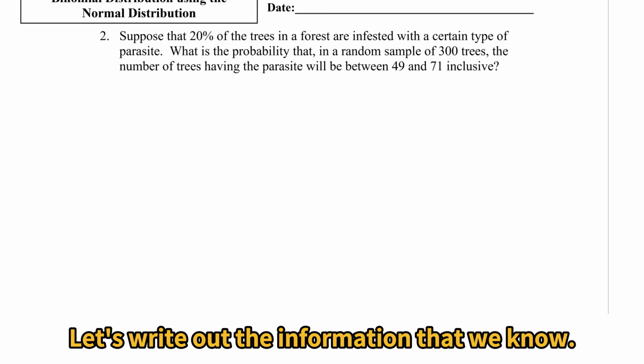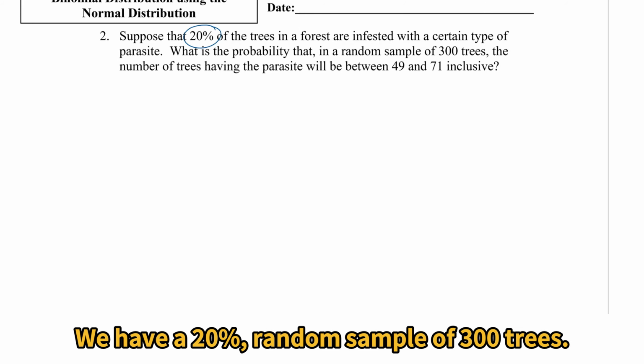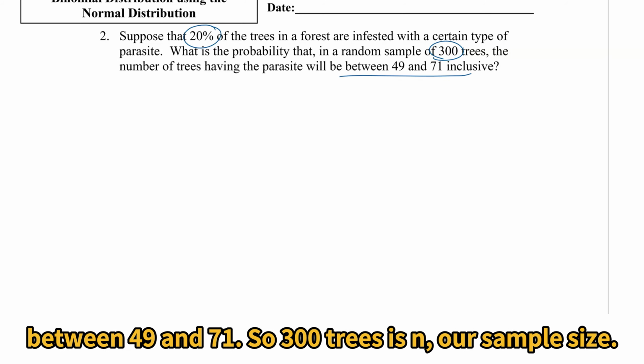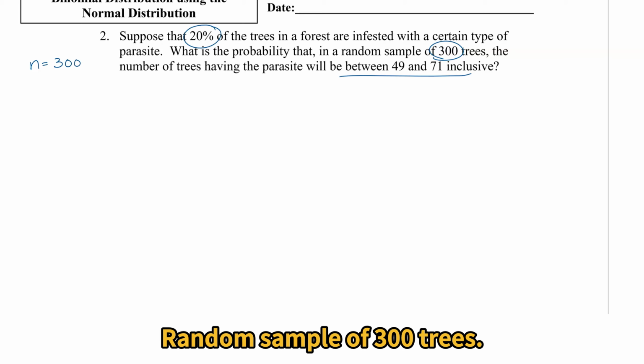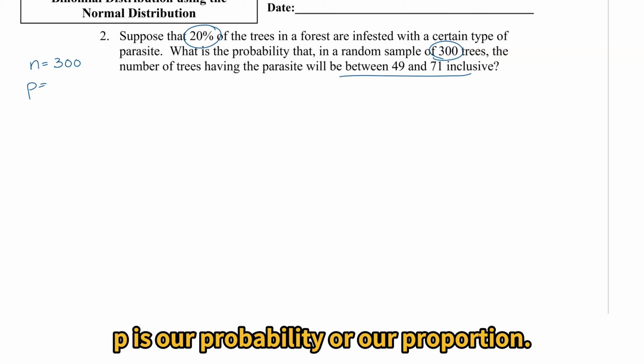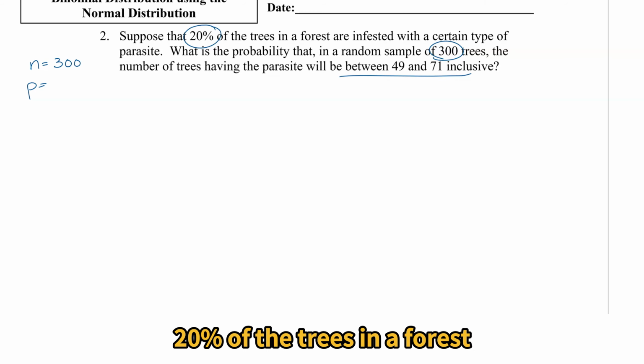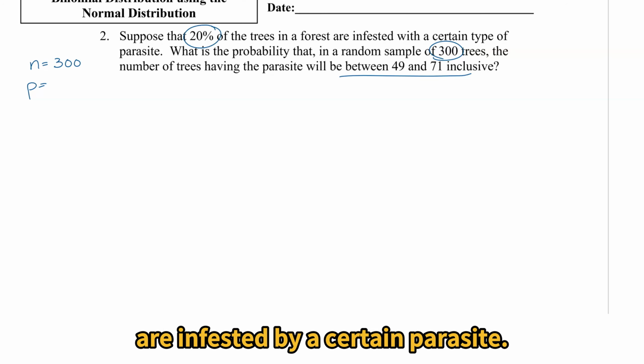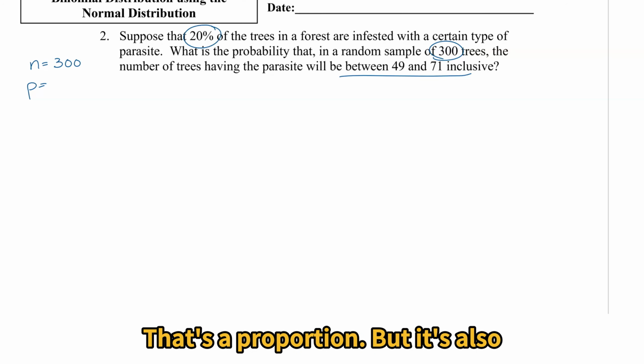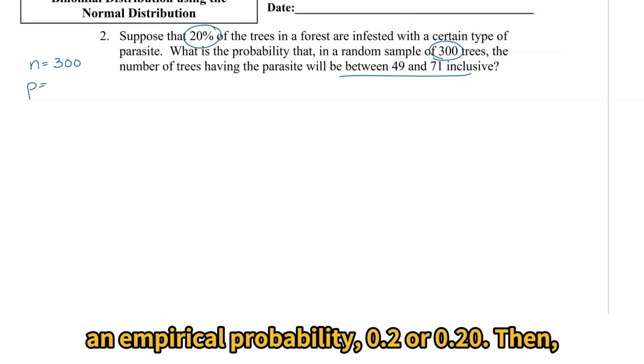Let's write out the information that we know. We have a 20% random sample of 300 trees, and we're looking for the probability between 49 and 71. So 300 trees is n, our sample size. P is our probability or our proportion. This is written more as a proportion: 20% of the trees in a forest are infested by a certain parasite. That's a proportion, but it's also an empirical probability, 0.2 or 0.20.